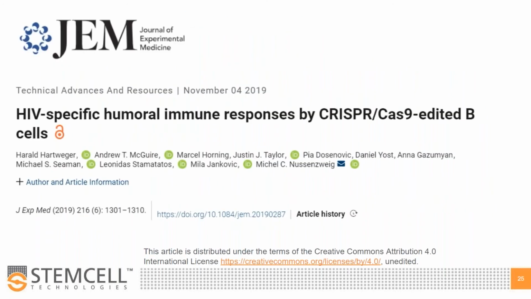So from here, I'm going to move to the second paper, which deals more with editing antibody-secreting cells. And this paper is published by Harald Hartweger in the Journal of Experimental Medicine in 2019. And it's titled HIV-Specific Humoral Immune Responses by CRISPR-Cas9 Edited B Cells.